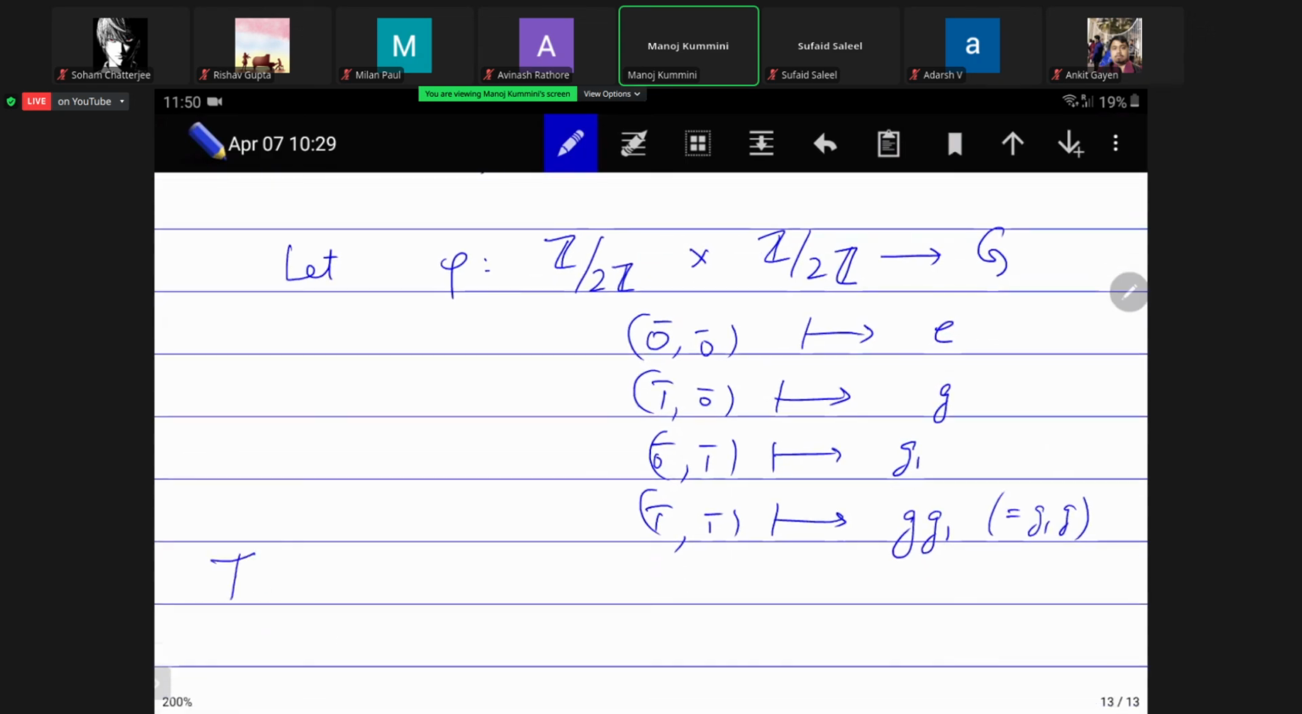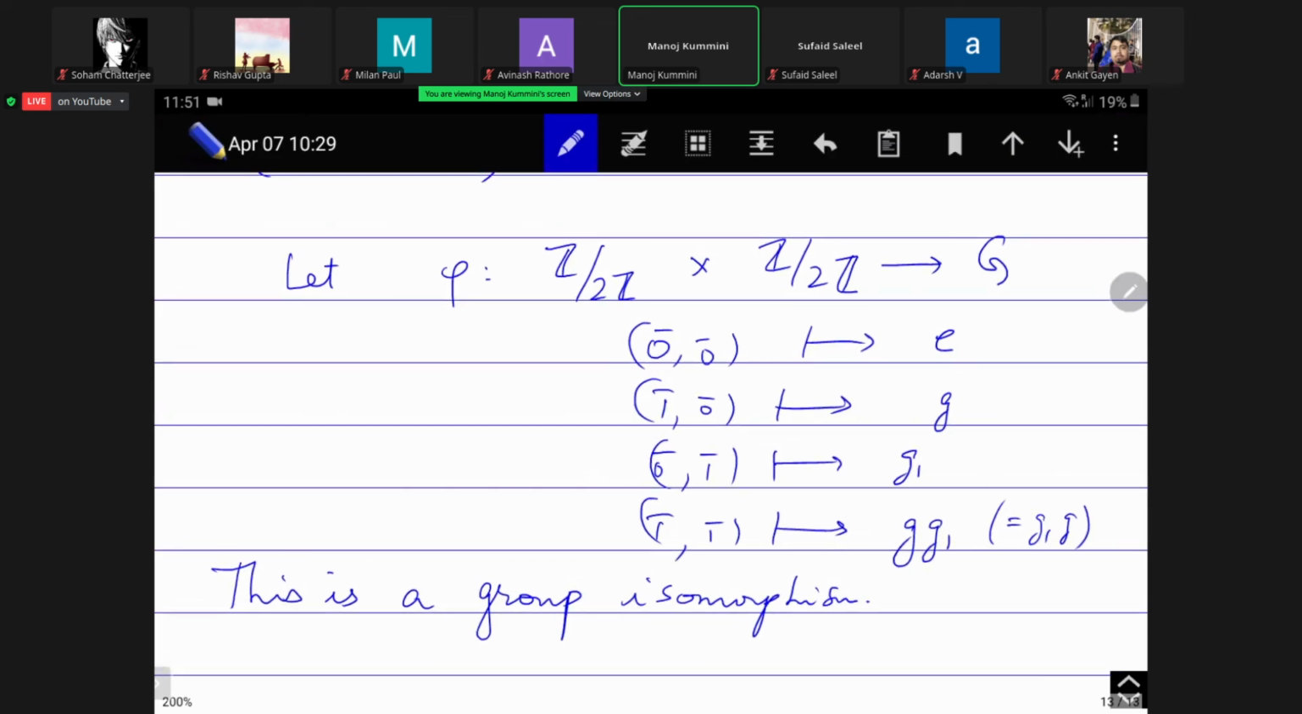This is a group isomorphism. You need to check that it's a group homomorphism, and then it's clearly injective. And it's an injective map from a set of 4 elements to another set of 4 elements, so it must also be surjective. So it is a bijective group homomorphism. Therefore, it's an isomorphism.